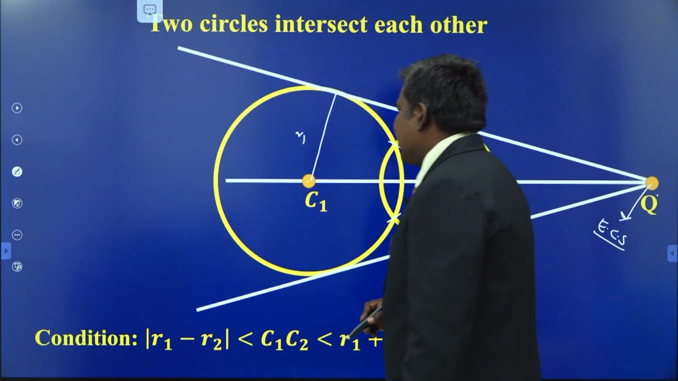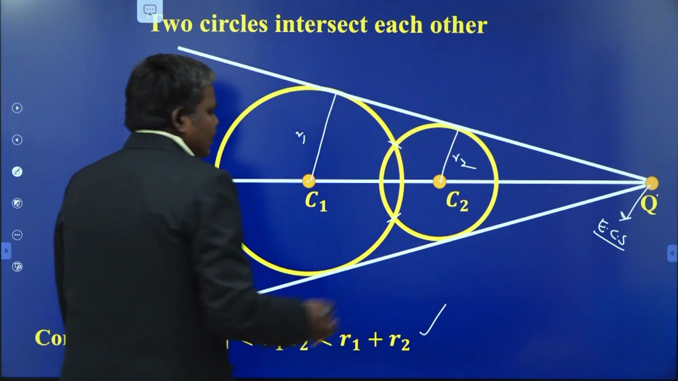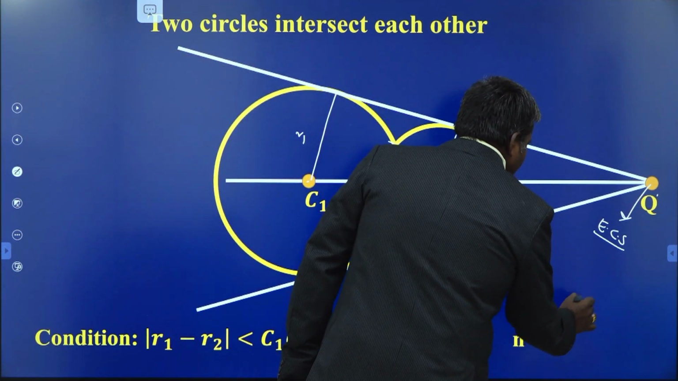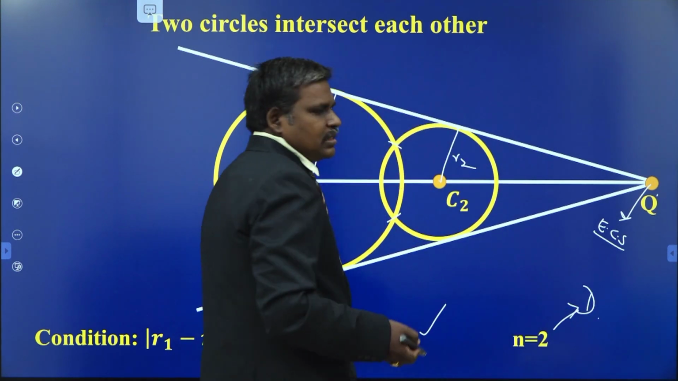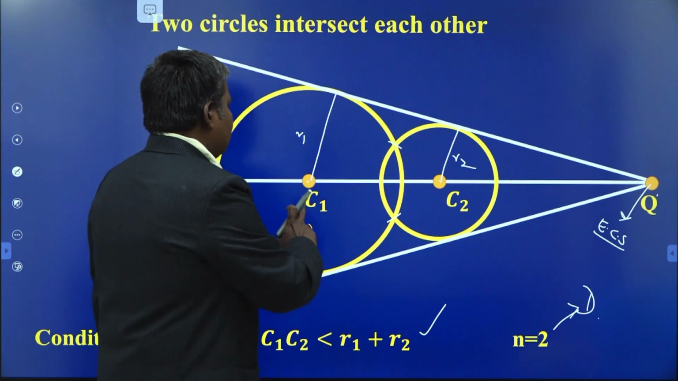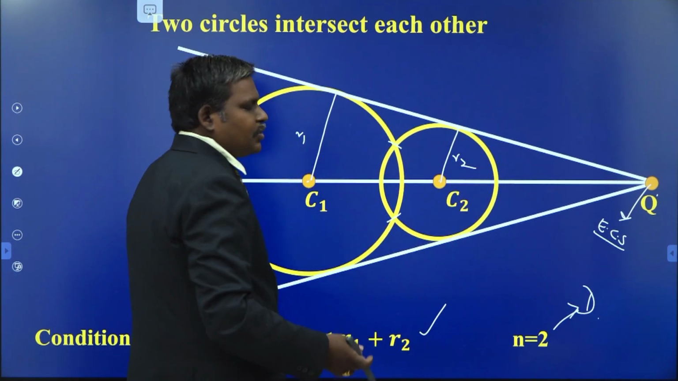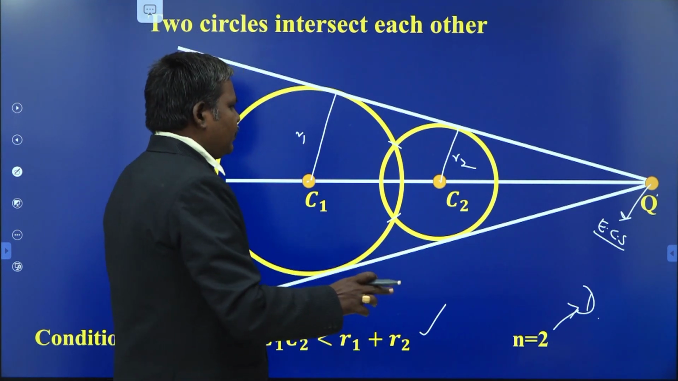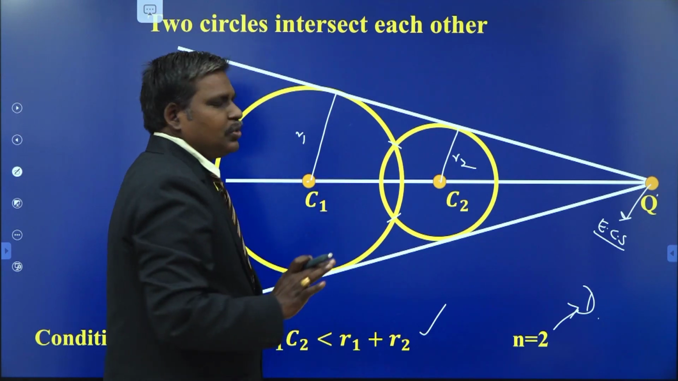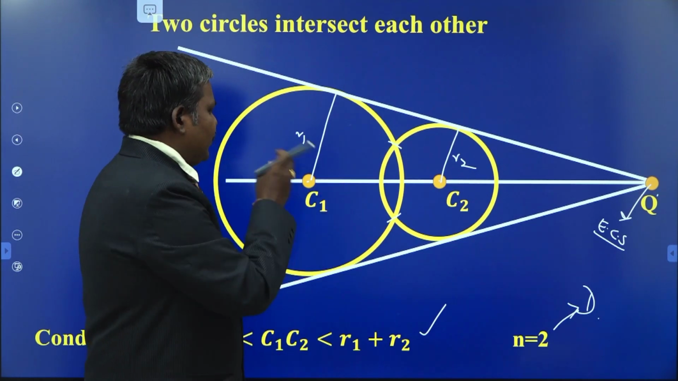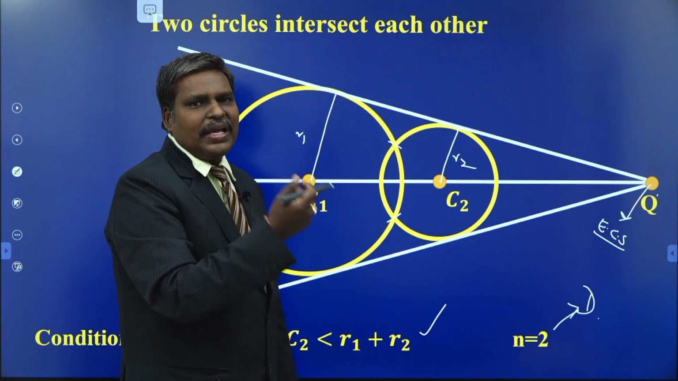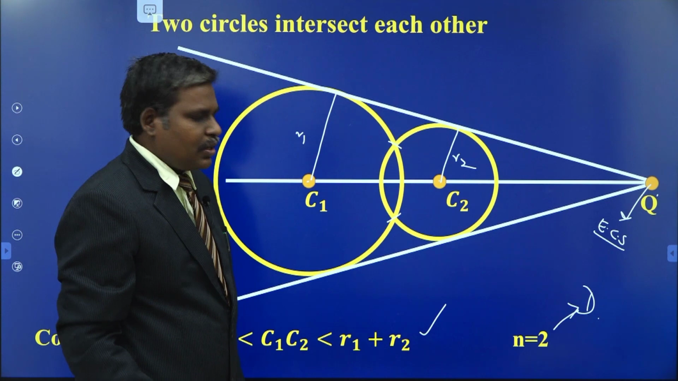Here the number of common tangents is only two. Both the two common tangents are direct common tangents. In this case, there are no transverse common tangents. So, Q divides C1, C2 in the ratio R1 is to R2 externally. You just draw the figure. What is the position of Q? Is it outside both centers or in between the both centers on the line joining the centers? If it is in between, you have to apply the internal ratio. If it is outside, you have to apply the external ratio. The ratio is the same, R1 is to R2.